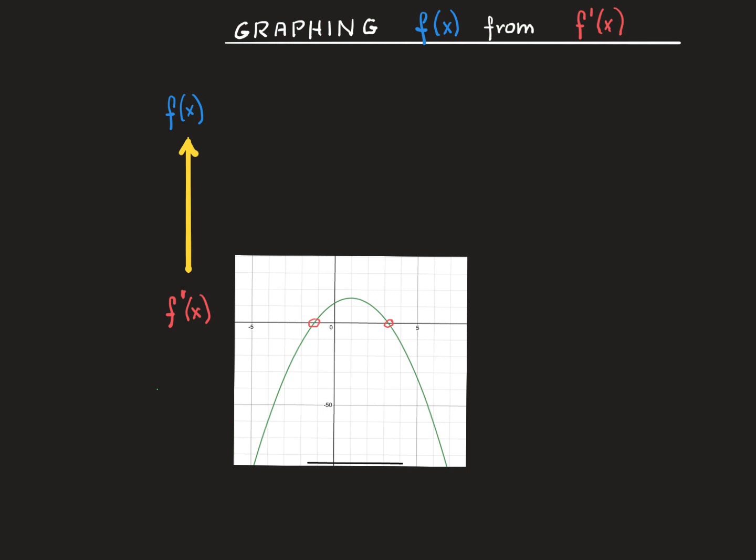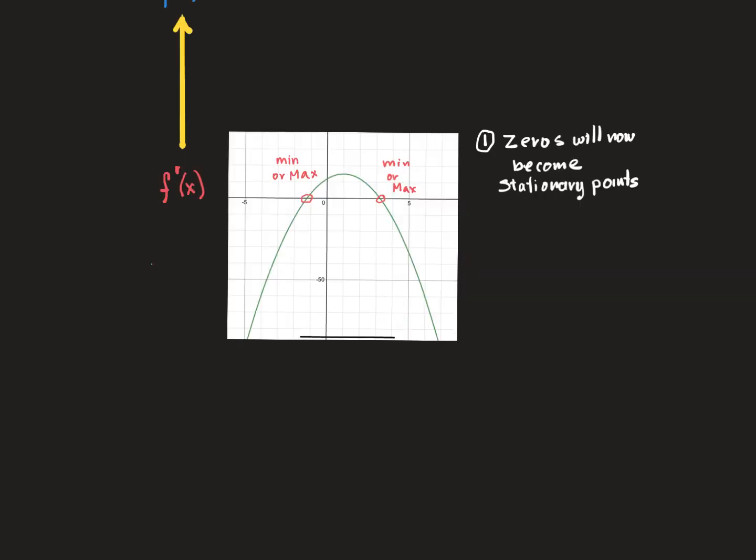They will indicate to us the minima and maxima of the original function. In other words, zeros will now become stationary points. Stationary points means a stationary point of inflection or a minimum or a maximum. To find now where those stationary points are going to be, what we'd like to do is to draw underneath over here the sign diagram of this slope function. So we're talking about the slope function here.